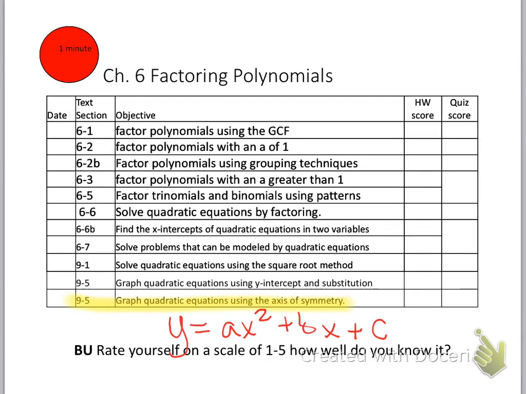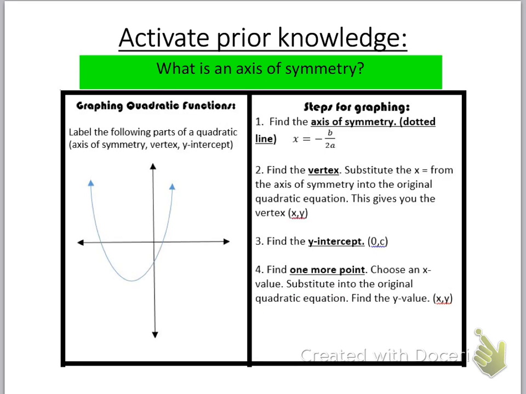Okay, so Chapter 9-5, Graph Quadratic Equations Using the Axis of Symmetry. Today's lesson is different from last lesson because we will be looking at equations that have an x and an x squared. And it's important that we understand the axis of symmetry in order to be able to graph these types of situations.